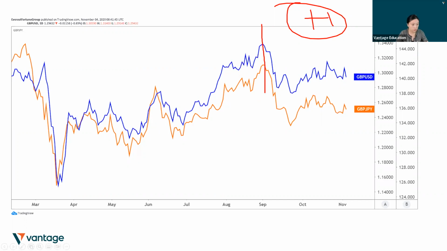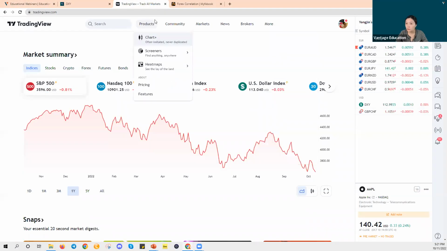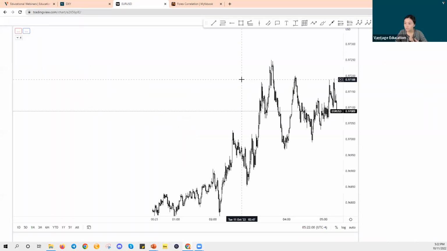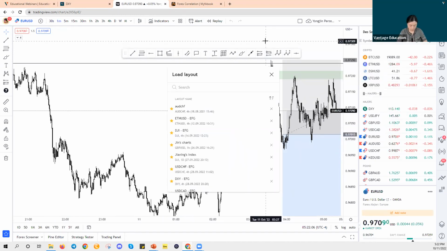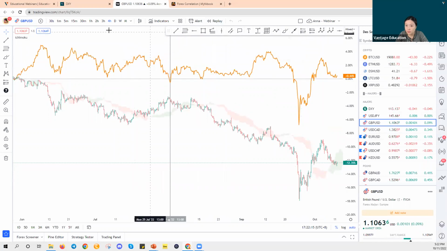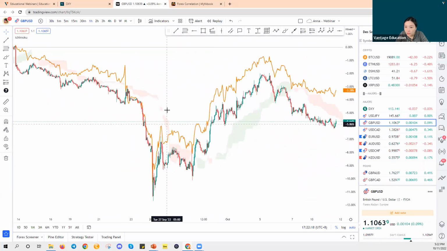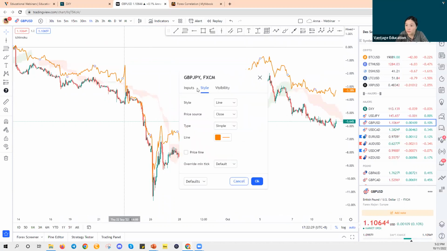Let me see whether I can show you an example. Give me 1 second. Let me look at my layout. I probably can find it. Okay, yeah, this. So this is my GU and my GJ.